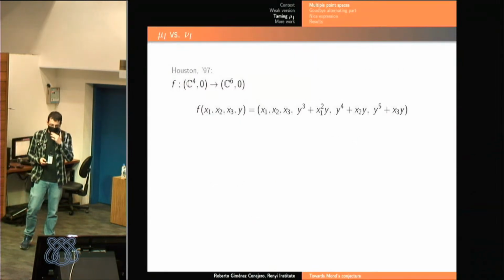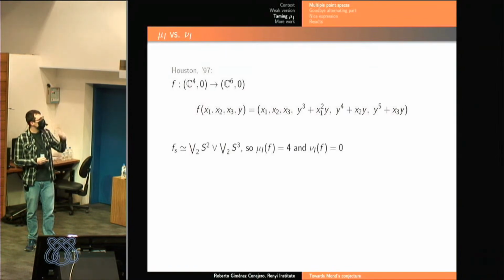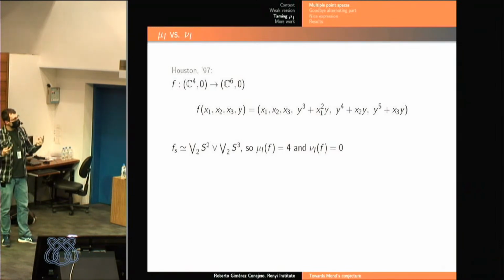Houston in '97 gave the following example. This is a map germ from C^4 to C^6, such that the image of Fs, the image of the stable perturbation, has two 2-spheres and two 3-spheres. So the vanishing image characteristic, I don't remember the name anymore, is 0 because you have 2 minus 2, and the sum of Betti numbers is 4. So in a sense, this is not detecting that you have a singularity. In this sense, this is a worse invariant to take.